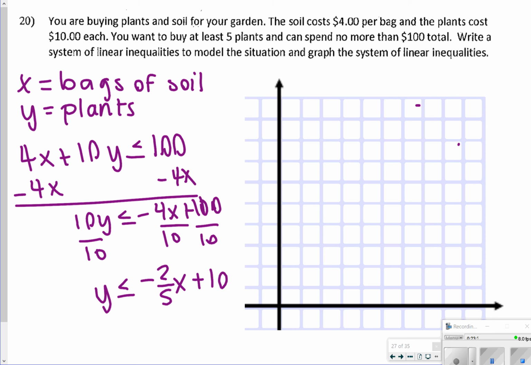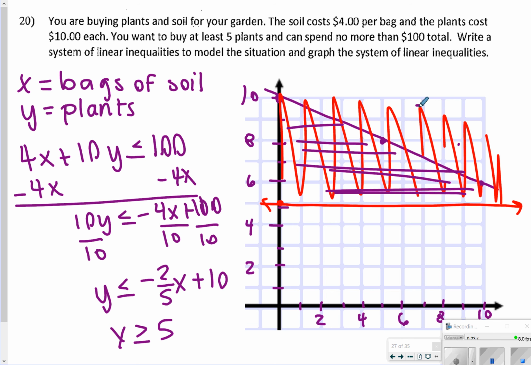And then I need to go ahead and graph. It also says I want to buy at least 5 plants, so I need it to be greater than or equal to 5. So let's look to see what my graph would be looking like. So here would be my overlap of each type of situation. I would have greater than or equal to 5, but still less than or equal to -2/5 x plus 10.